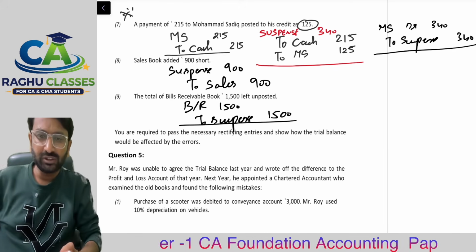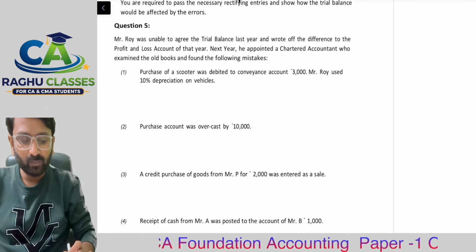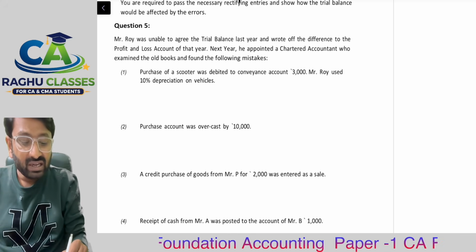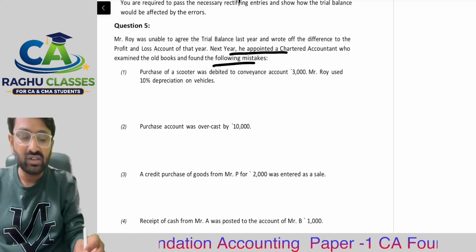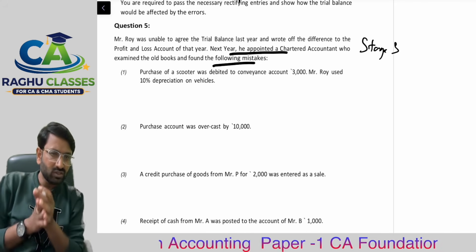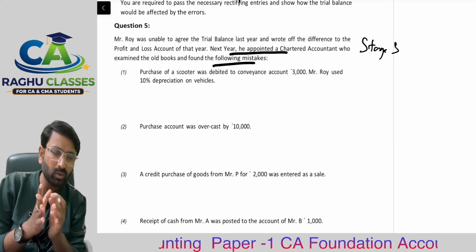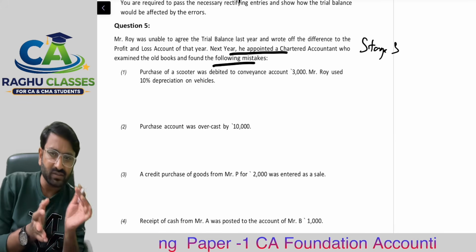Let's move on to the next question. Mr. Rai was unable to agree the trial balance last year and wrote off the difference to the P&L account. In the next year he is rectifying the error. So can we say this is stage 3 rectification? Whenever you do stage 3, in the rectification entry, if you find any trading account item or P&L account item, you remove that and you write P&L adjustment.